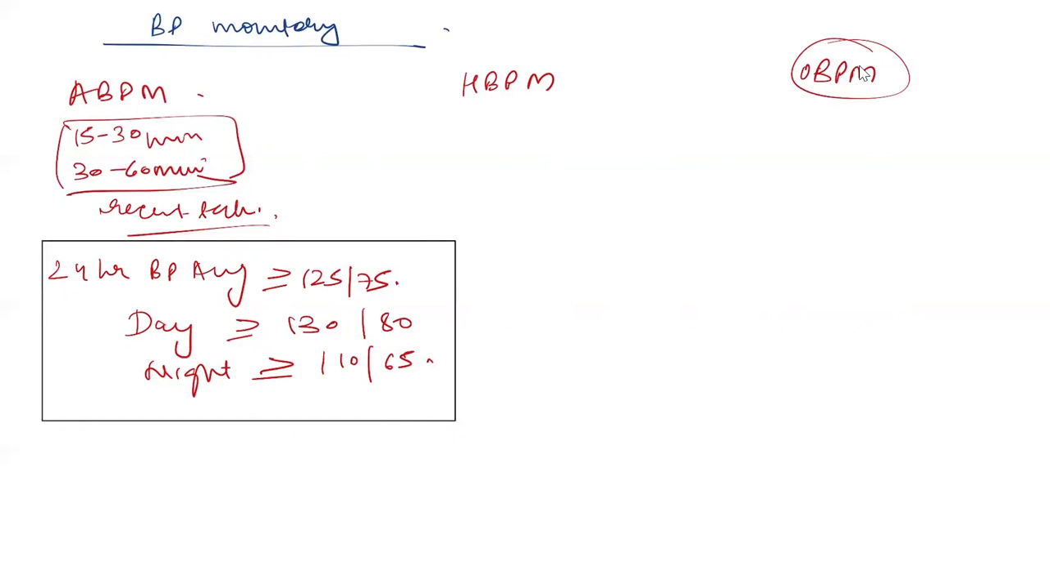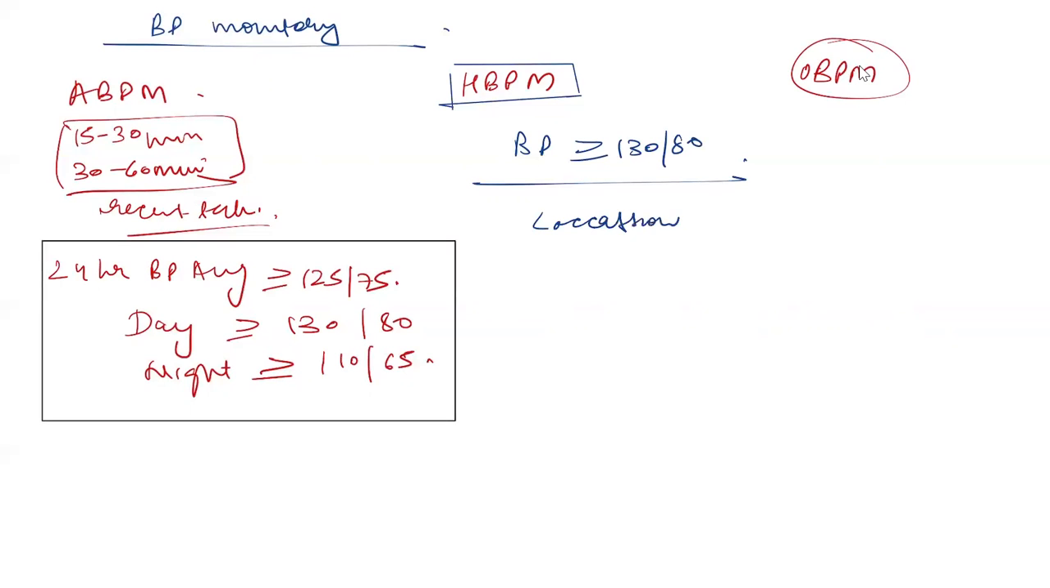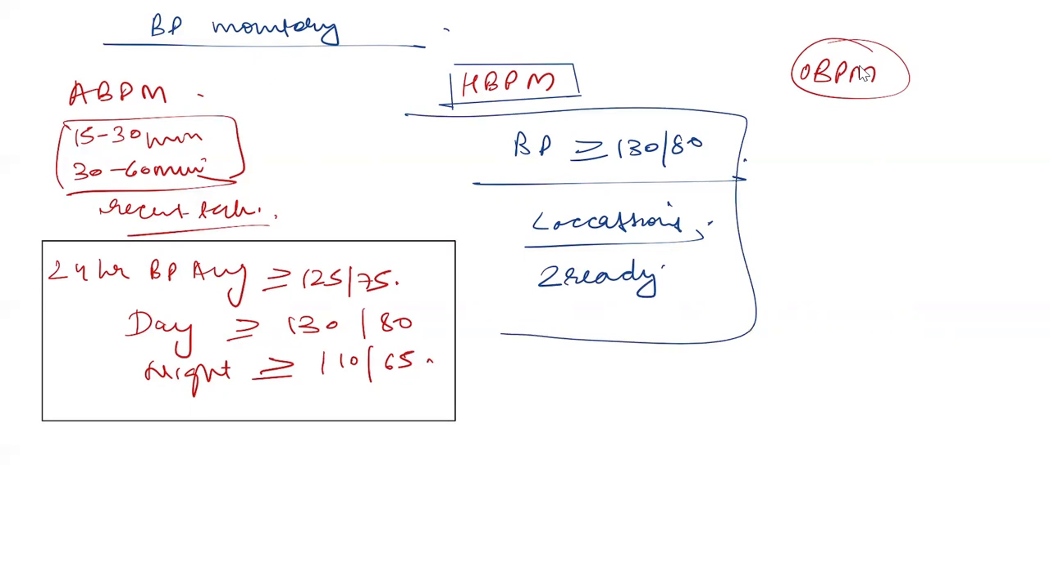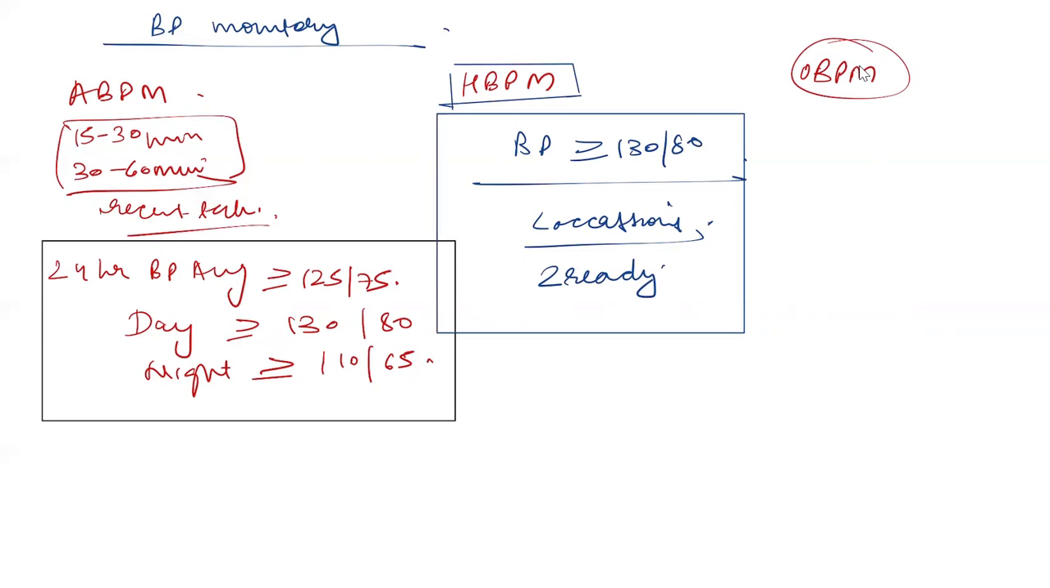For home-based BP monitoring, it is used for two things: first for masked hypertension, second for white coat hypertension. In home-based BP monitoring, if BP is more than 130/80 on two occasions, two readings, then we can classify it as hypertension. Now, office BP monitoring we have already discussed, and it should again be on more than two occasions, more than two readings. Then we can diagnose the patient as hypertensive.